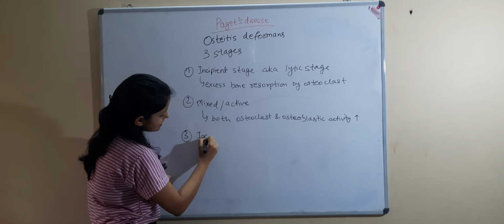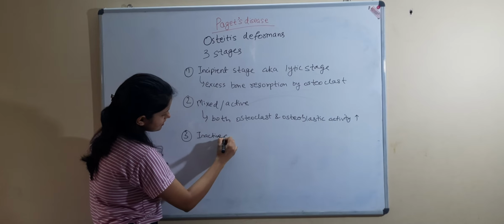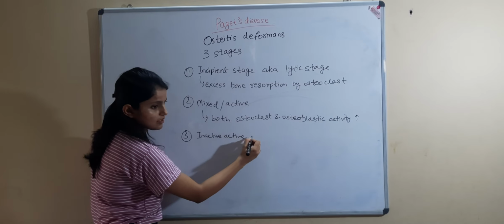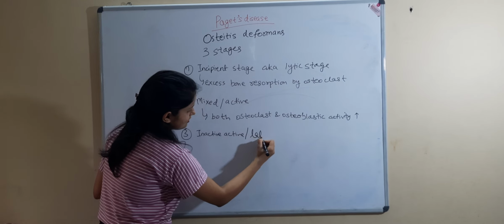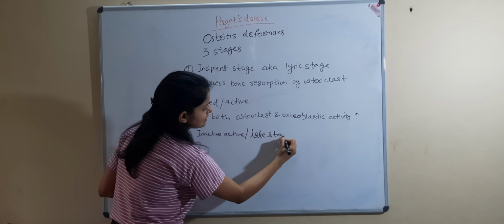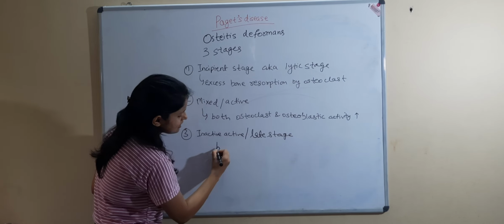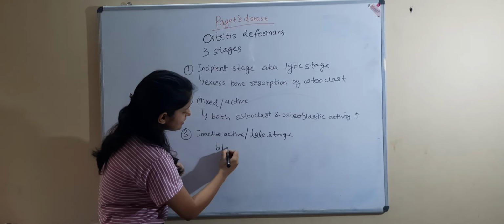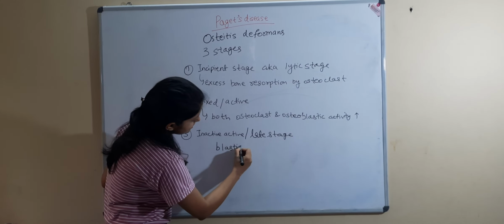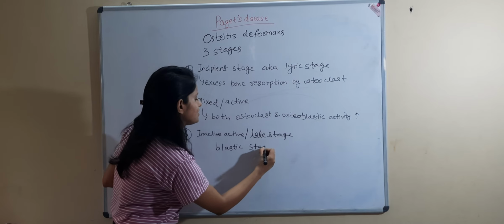Third is the inactive stage, which is also called the late stage. In this, osteoclast activity is decreased, but osteoblastic activity is still continuing. So it is called the blastic stage also.